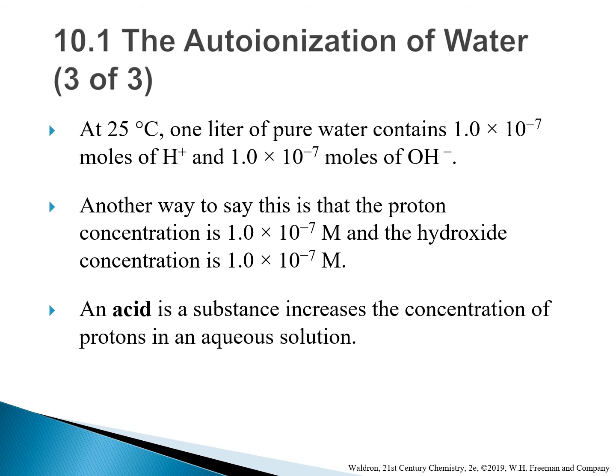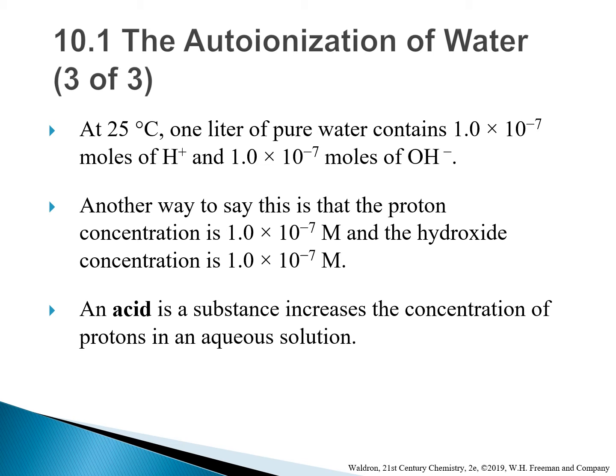At 25 degrees Celsius, 1 liter of pure water contains 1.0 times 10 to the minus 7 moles of H+ and 1.0 times 10 to the minus 7 moles of OH-. We express the concentration of a substance dissolved in something else with molarity, which is the number of moles of a substance in 1 liter of solution. Therefore, we can say that the proton concentration is 1.0 times 10 to the minus 7 molar, and the hydroxide concentration is the same, 1.0 times 10 to the minus 7 molar.